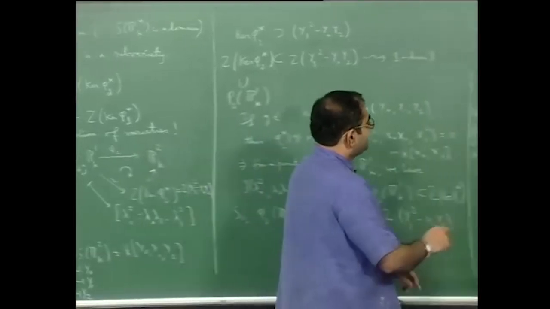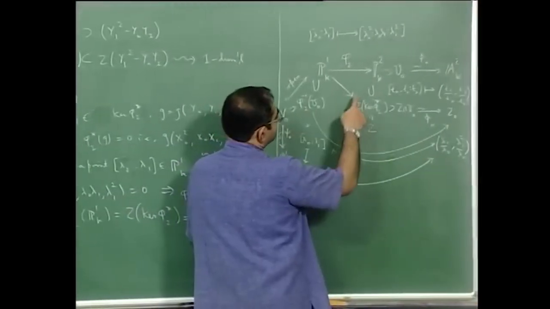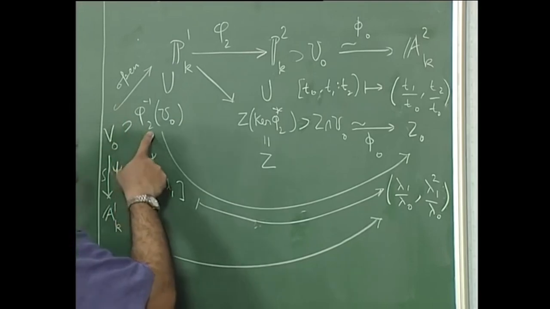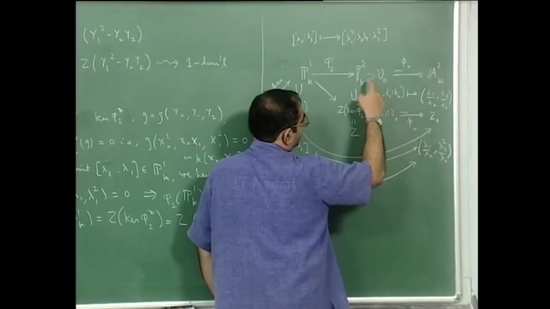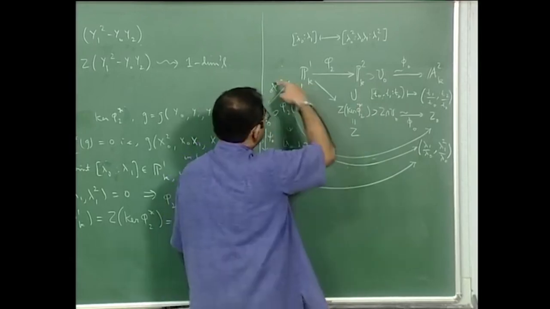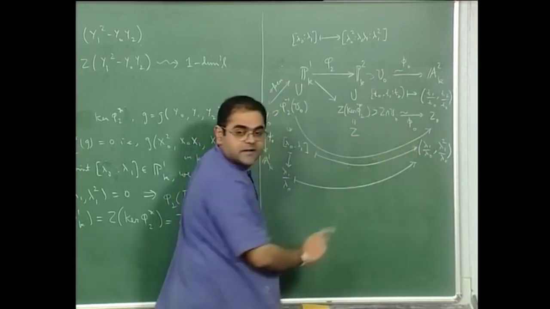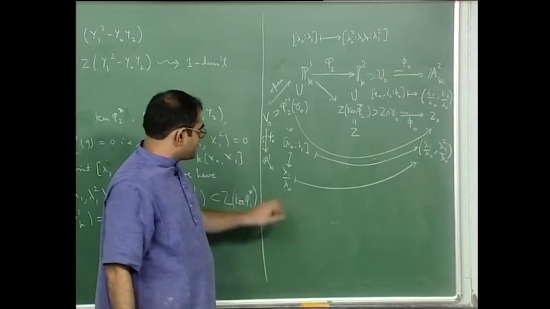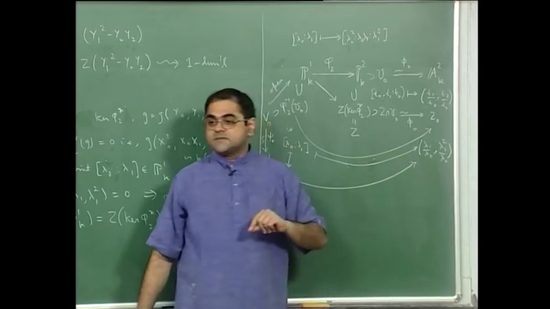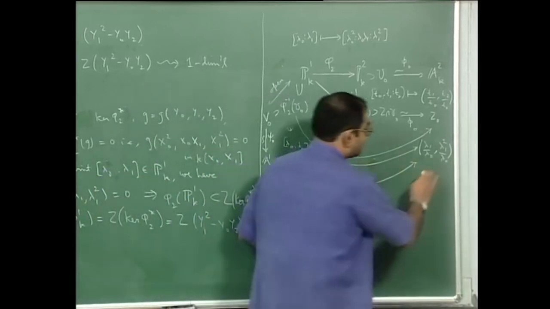So finally, when I write out this for phi two, if I take the inverse image of U naught, from phi 2 inverse U naught to U naught, if I write out the morphism after going to the affine piece here and the corresponding affine piece there, the morphism is lambda 1 by lambda 0 going to (lambda 1 by lambda 0, lambda 1 squared by lambda 0 squared).